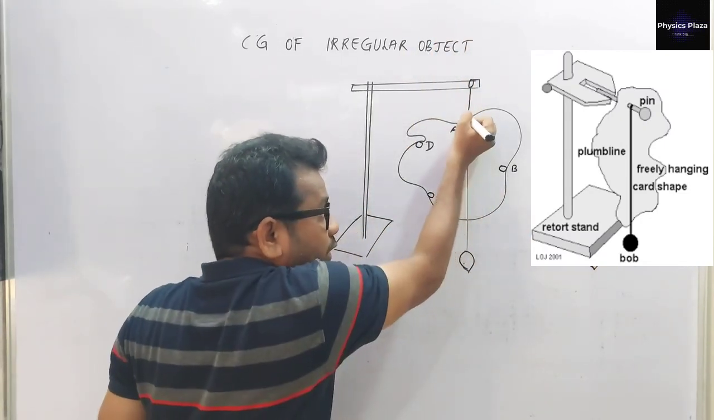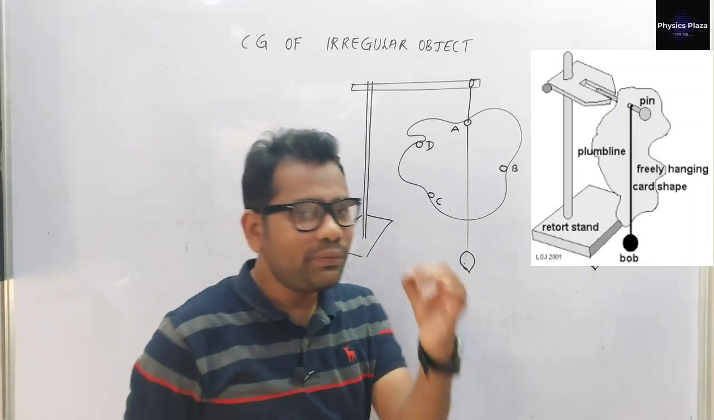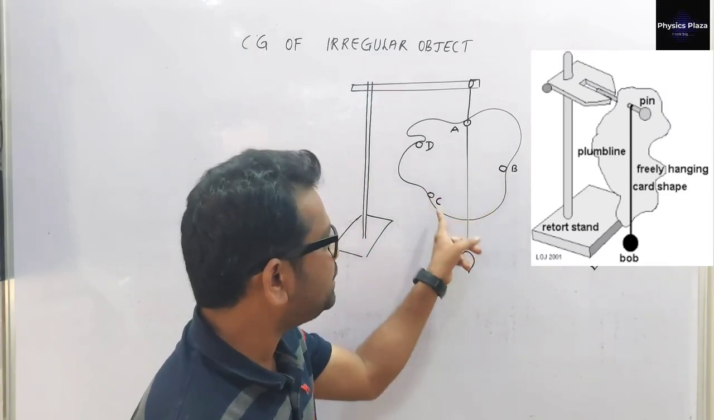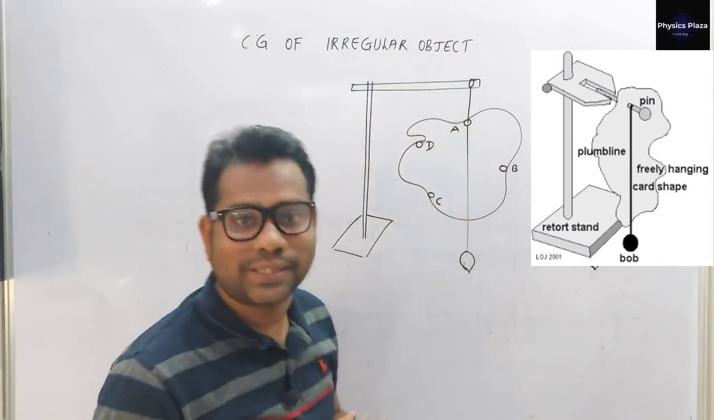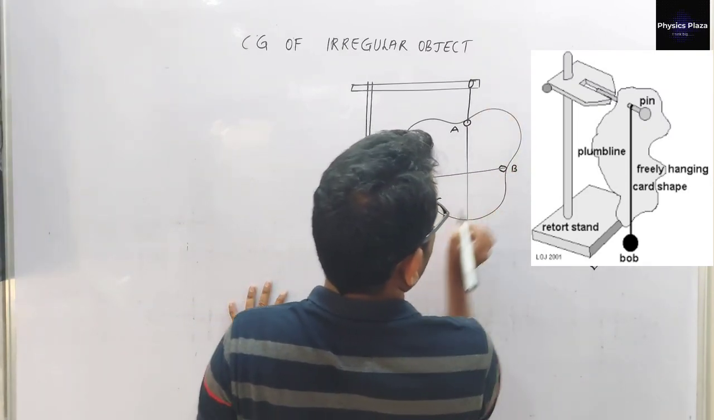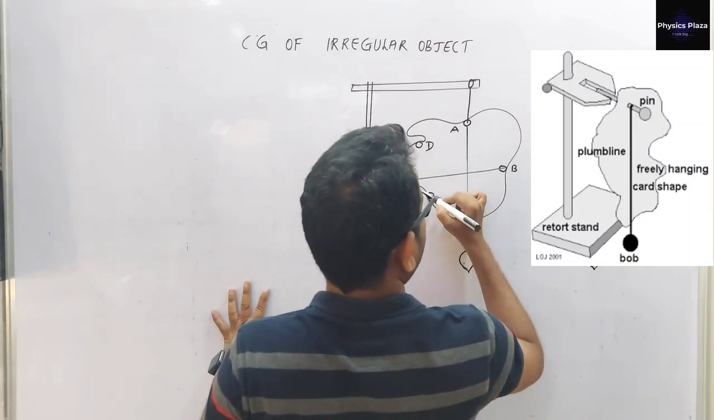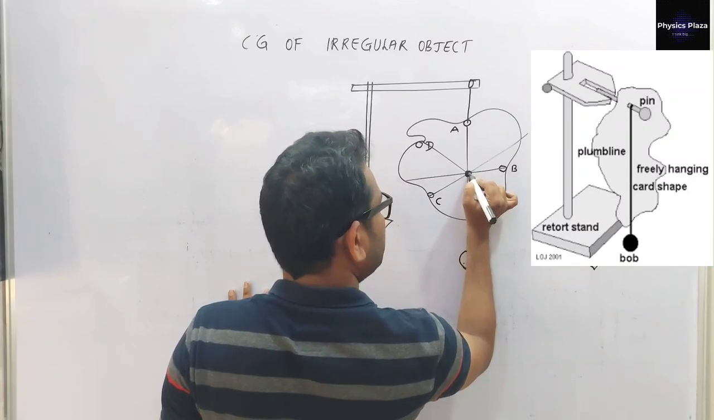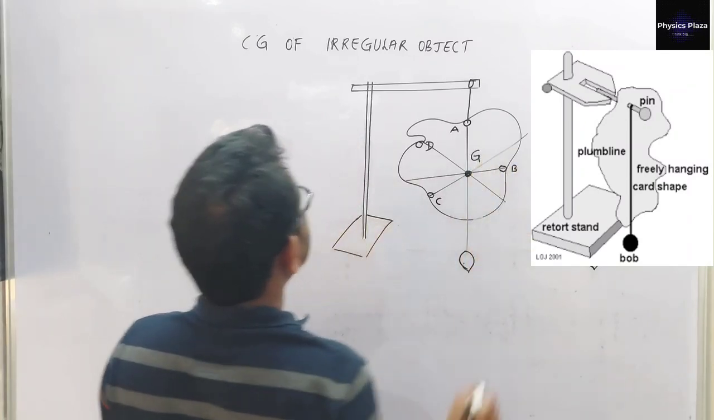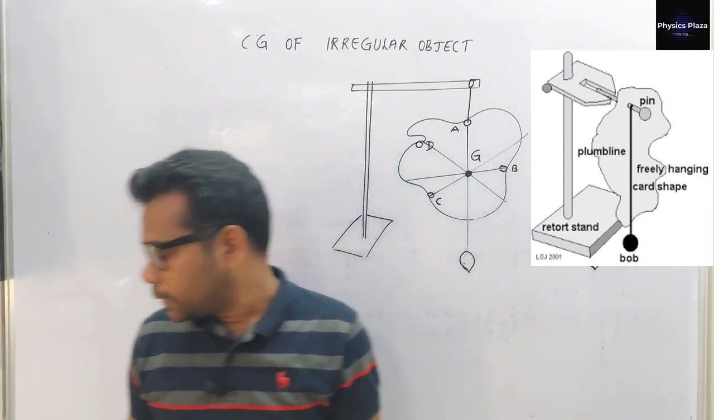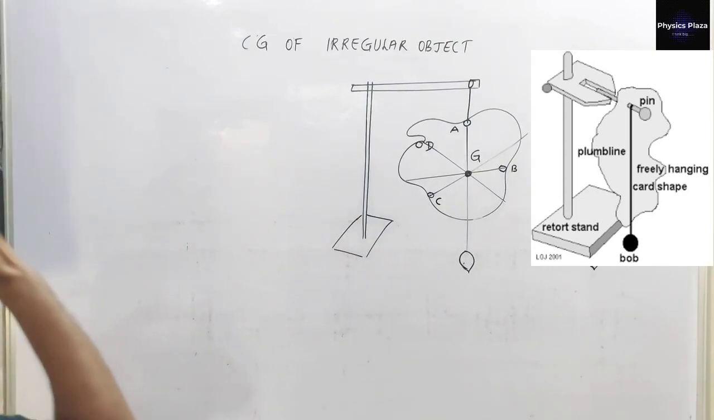Now, draw a line along this plumb line. So definitely we get one line. Now, what do I do? Repeat this with point B, point C, point D. So we will get all the lines. For example, when you suspend from point B, you may get like this. Point C, you may get like this. Point D, you may get like this. The point where all these plumb lines intersect will be the center of gravity of the irregular body. Is it clear, children? Fine. So this is how we can find the center of gravity of an irregular body.